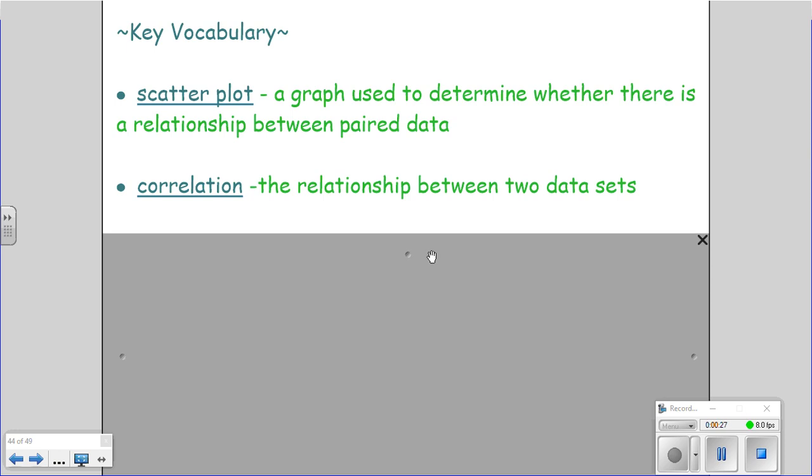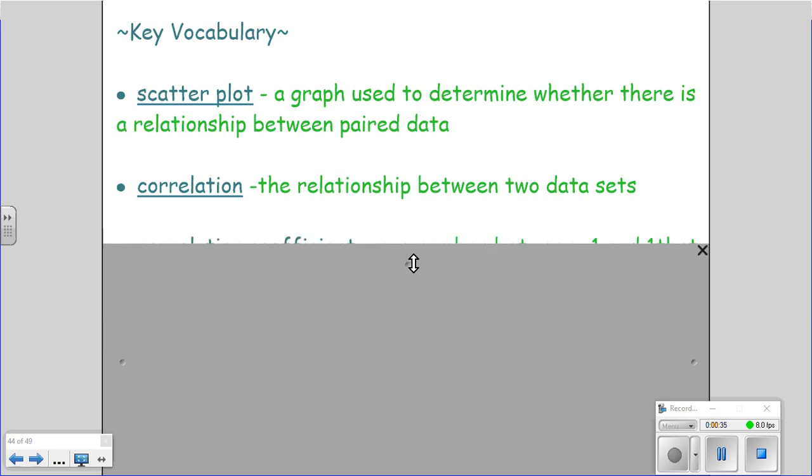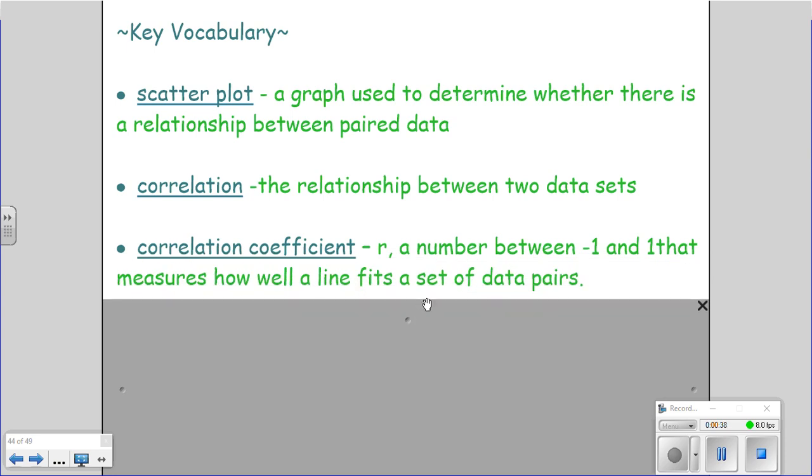Correlation is the relationship that we use to determine between the data sets. We have a correlation coefficient represented by the letter R. It's a number between -1 and +1. It measures how well a line fits a set of data points.